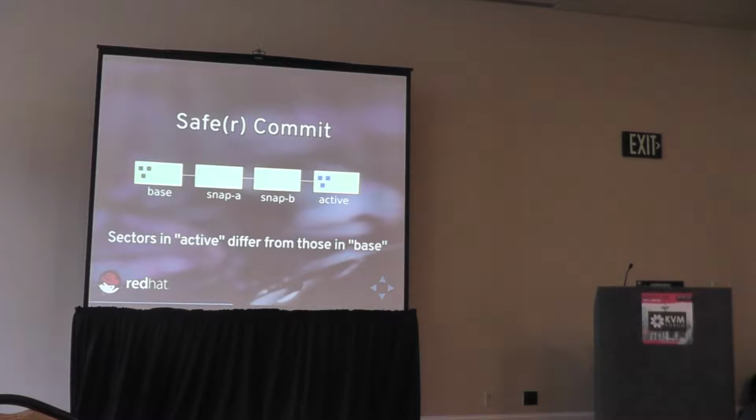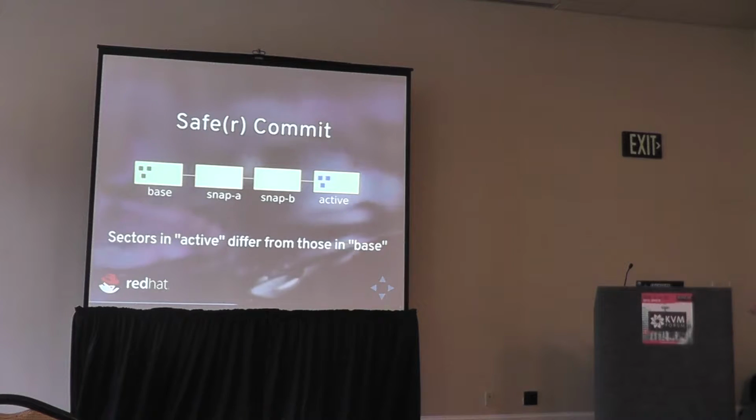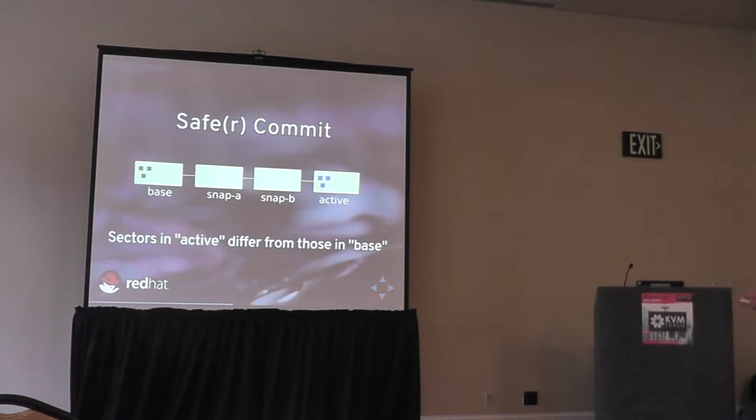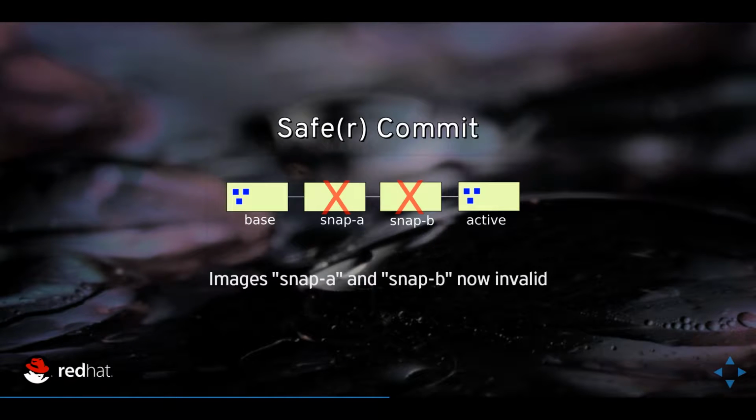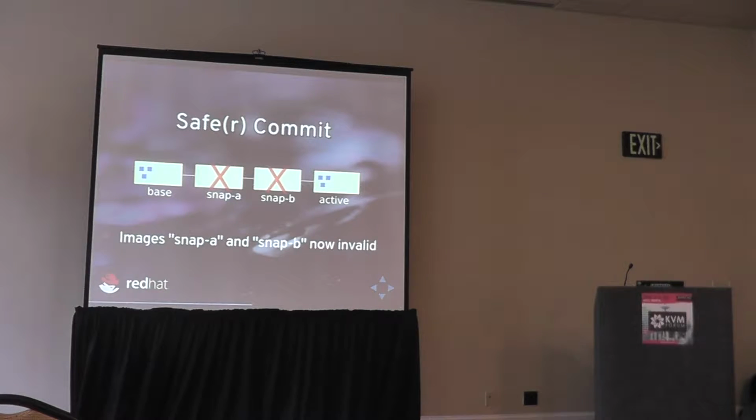The problem is that each image in that chain is essentially a difference file from the image right before it. So when we push data down, images are no longer valid. If we take data that's in active here that's different from what's in base, and we push it down, then snap A and snap B are most likely invalid because they're a difference off of something that is not expected. And this is expected behavior.